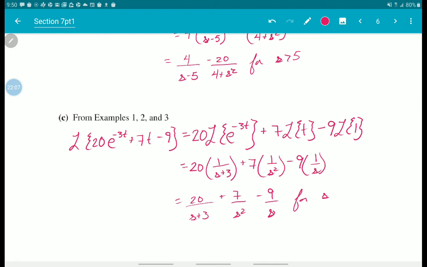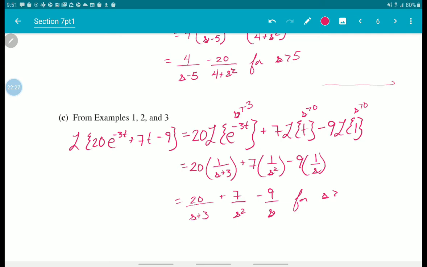So now let's think about that restriction on s. To force convergence here, we said s had to be greater than negative 3. To force convergence here, we said s had to be greater than 0. And to force convergence here, s had to be greater than 0.